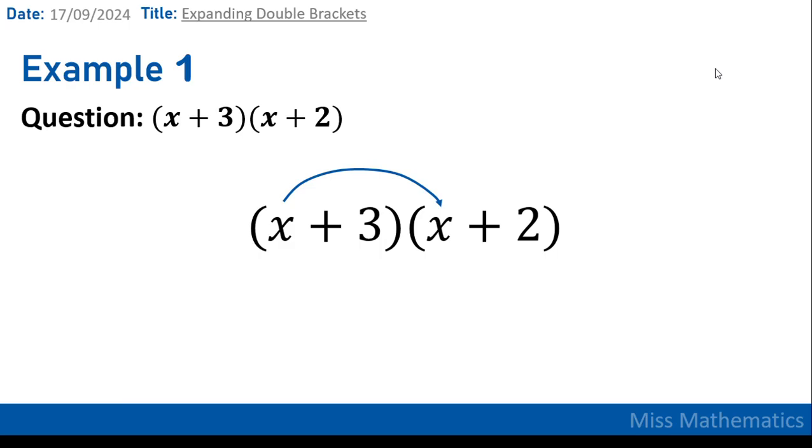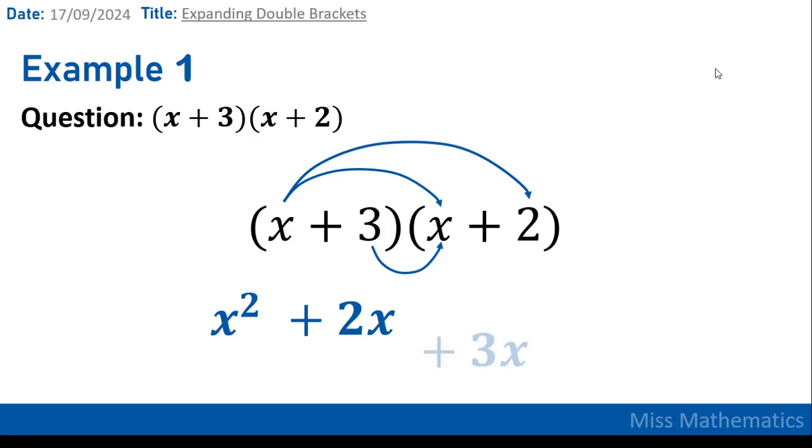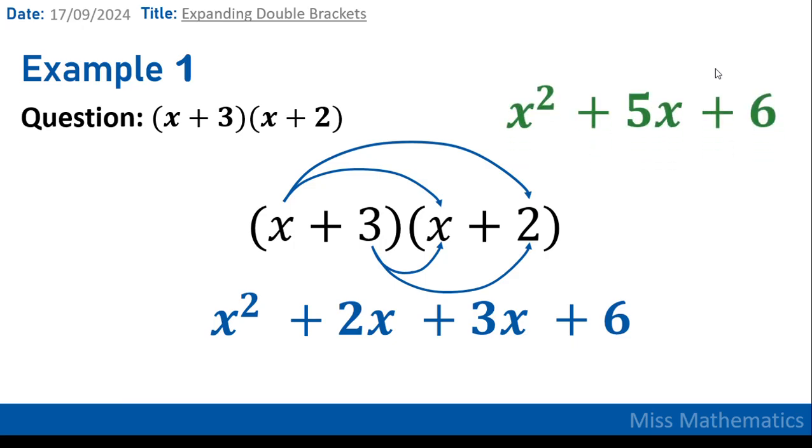So x times x, that's x squared. Then we do x times 2, that's 2x. And then we move on to the 3. We do 3 times x, which is 3x. And then we do 3 times 2, which is 6. Then we can collect the like terms, and we get x squared plus 5x plus 6, because 2x plus 3x is equal to 5x.